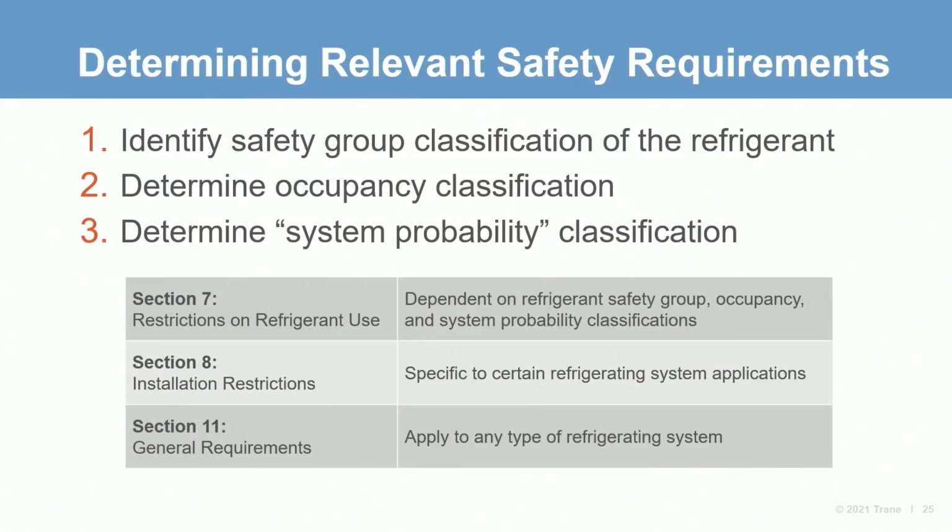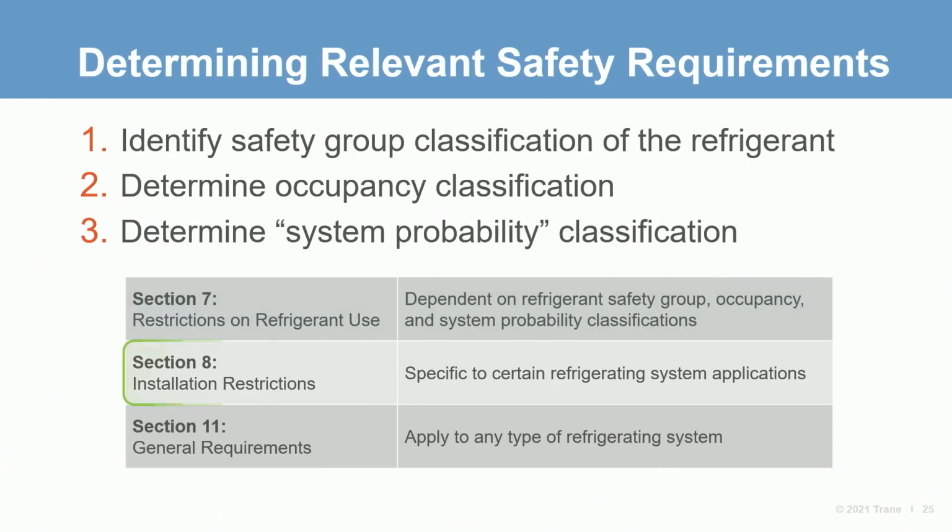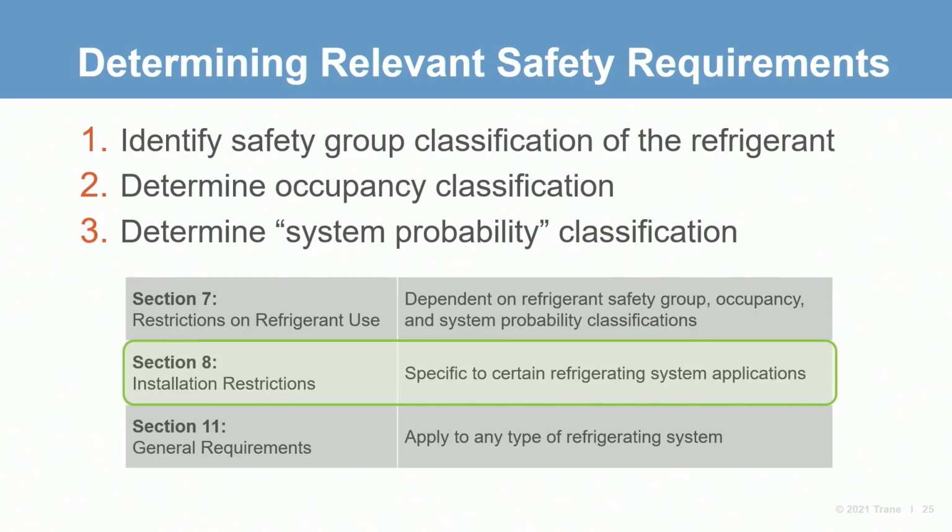Now, with the safety group, occupancy, and system probability classifications identified, let's look at how to determine which safety rules apply. Section 7 in the standard includes several restrictions on refrigerant use, which depend on the classifications we just explained. And then Section 8 prescribes installation restrictions, which are specific to the type of refrigerating system being used. In general, these rules define how much refrigerant can be used in a given application and detail any specific restrictions or design requirements that apply.